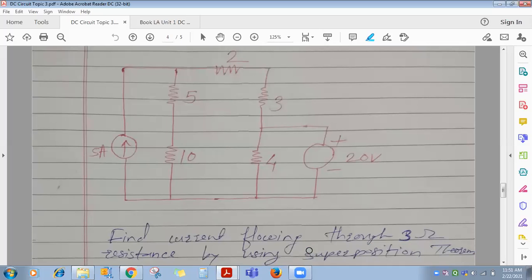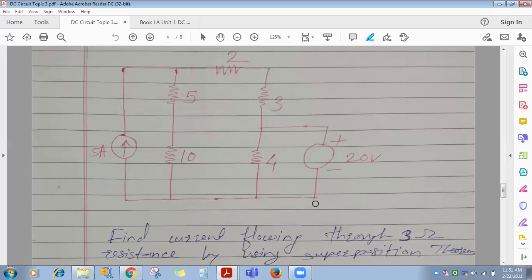Now see what the superposition theorem states. Minimum 2 sources must be there. If only a single source is there, you can't apply the superposition theorem. Whenever you want to apply it, the circuit must be linear. Again, in the circuit, minimum 2 sources must be there. If only a single source is there, you can't apply the superposition theorem.